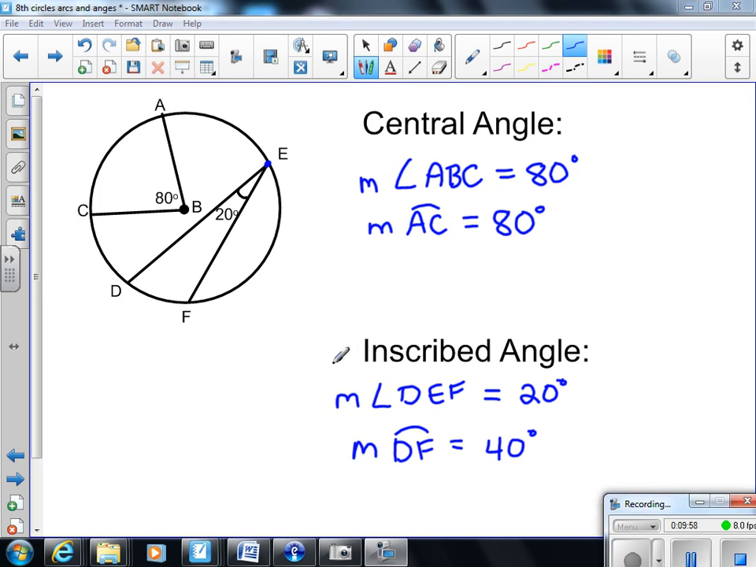Okay, let's also list another central angle, which would be your major angle. What would be the measure of angle AEC? If this one's 80, the whole thing's 360, what do you get? Okay, you get 280 degrees. Good.